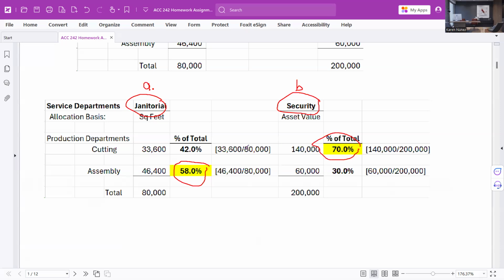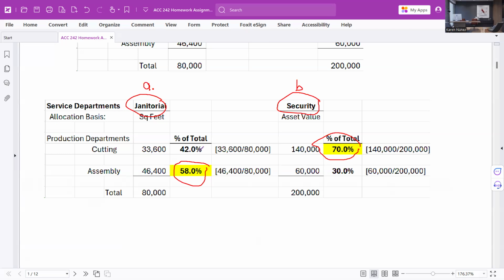I put the whole table here so that we could see the entire allocation, but all we're really asked about is the 58% and the 70%. Again, all we're doing is taking the allocation basis, right? The square feet, determining the proportion, and the proportion determines the allocation of the cost.